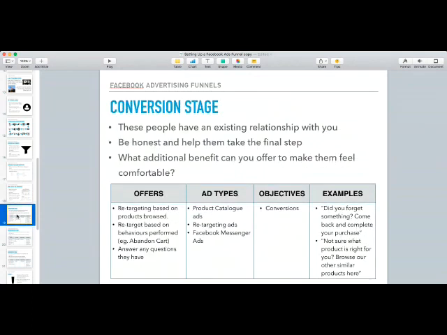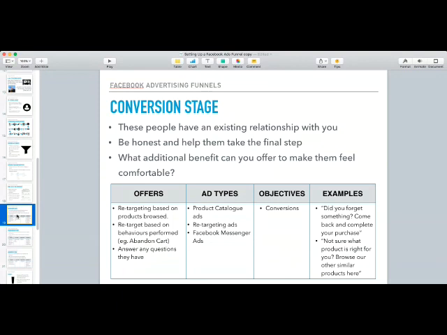So we're going to work our way backwards, and the reason I do that is to think about what I need to get them to that final step, as opposed to what I need to focus on straight up. And really, you need to know what that final goal is. At the conversion stage, the last stage, these people have an existing relationship with you. And with each of these stages, I'm going to go through what offers are the best, what ad types are the best for them, the objectives you want to use for your campaign, and different examples of how you talk to them differently compared to the other stages of the sales funnel.